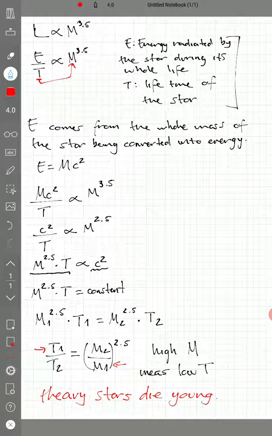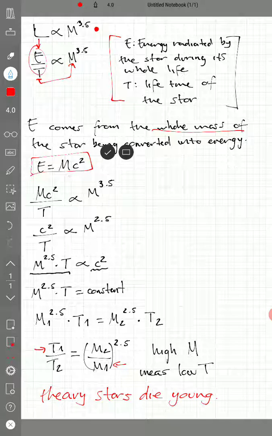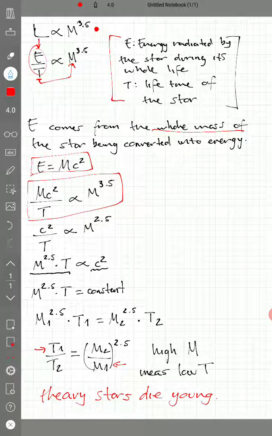What you need to keep in mind is we start from the luminosity mass relationship. We connect luminosity with energy over time because it's power, and power is energy over time, but that energy and that time is taken as an average over the whole lifetime of the star. So energy becomes the whole energy, time becomes the whole lifetime. That energy is assumed to be the whole mass of the star being converted into energy through Einstein's equation. And then after you do that, you just put that into the equation and you get this one here. mc squared over t is proportional to the mass, and you can rearrange it however you want. That's absolutely up to you.